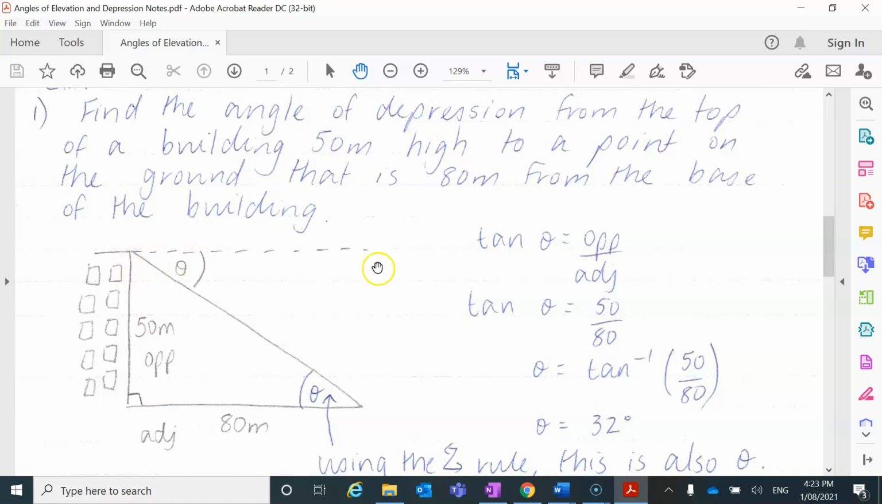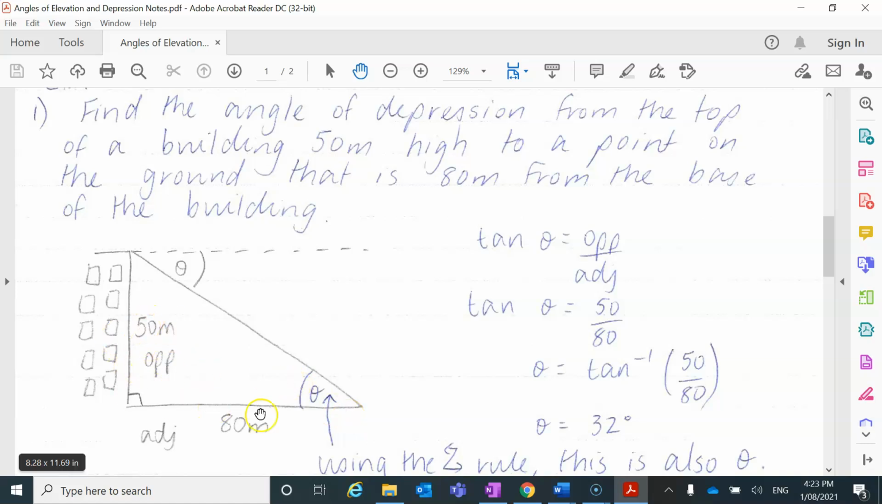We know that our horizontal here and our ground are parallel, and therefore you can see that we have a Z here. With our Z rule, we know that this angle here and this angle here are equal. So I have added the theta down to here. That now gives me a right angle triangle where I'm trying to find this angle, because I know it's the same as my angle of depression up here. I have 50 metres along this side and 80 metres here. So I'm going to label my sides.